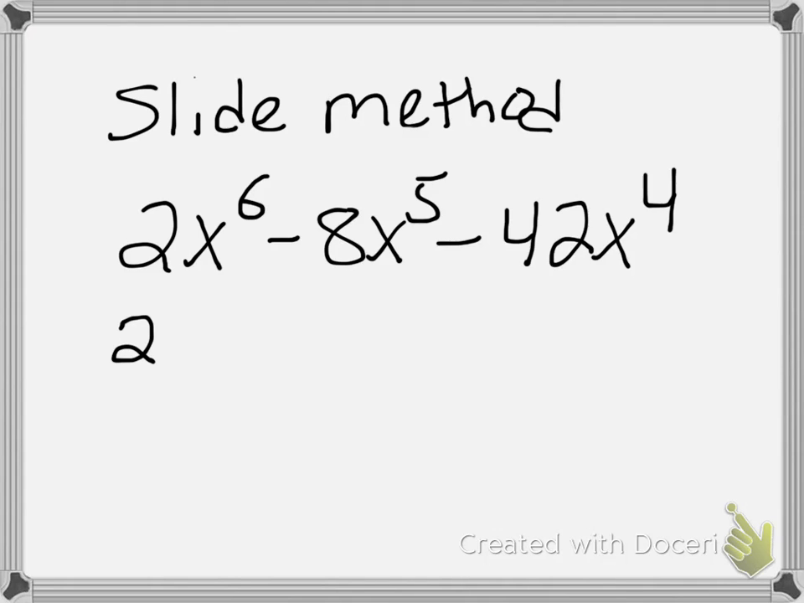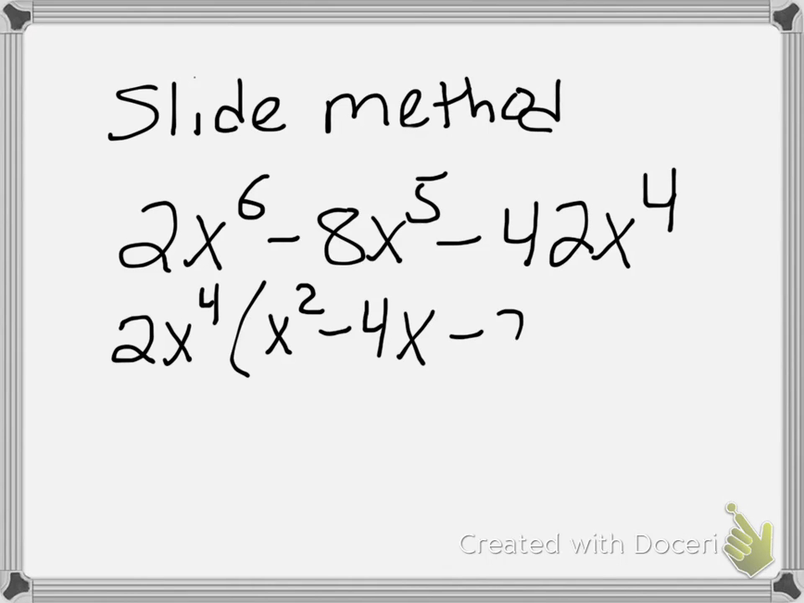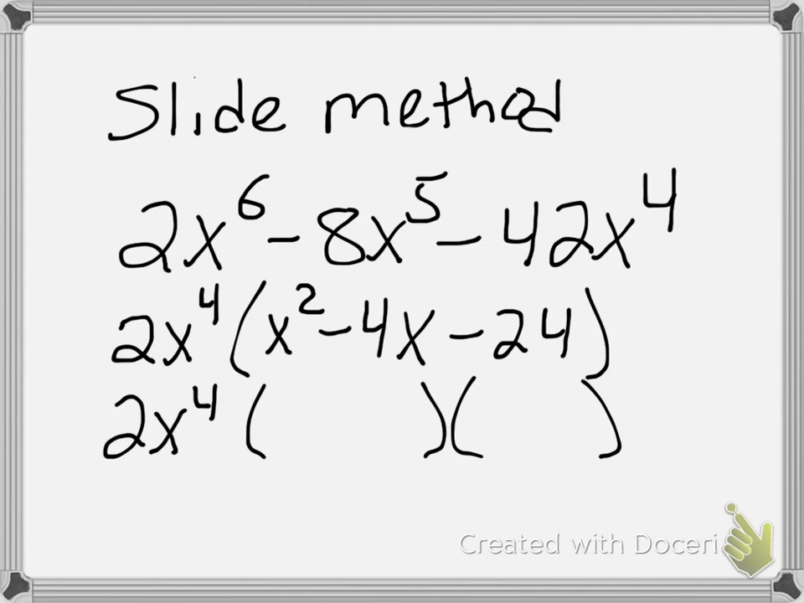And then you have 6 x's in the first term, 5 x's in the second term, and 4 x's in the last term. So you can pull out an x to the 4th out of each. If we divide out a 2x to the 4th out of each part, we're left with x squared minus 4x and minus 24. Okay, and in this particular one, this 2x to the 4th is going to stay. However, this part we can go through and factor.